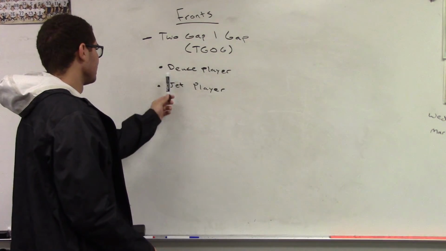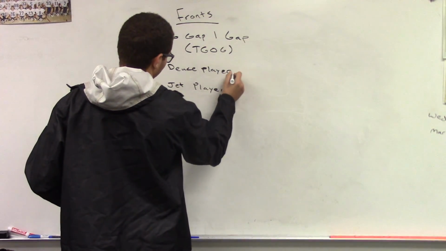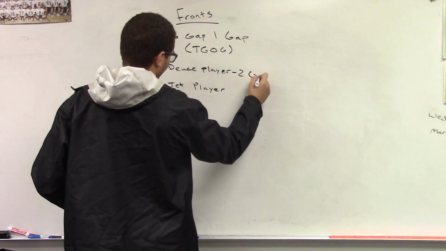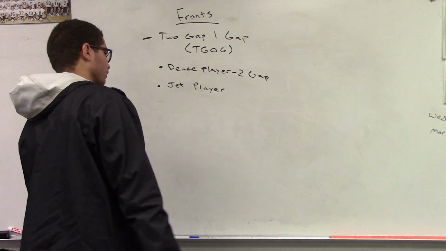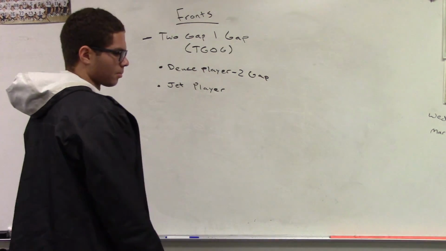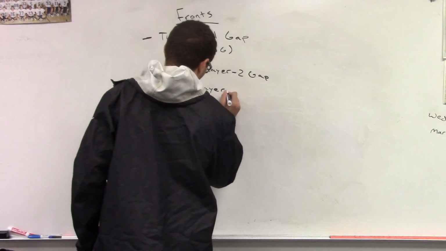Okay? In TGOG, we have a deuce defender, a deuce player. He is our two-gap player, our pseudo two-gap player. Again, we'll talk about what that means for us in a second. Our jet player is our one-gap player.